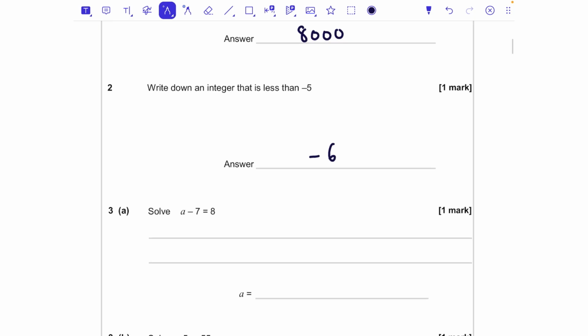Question number 3a, a take away 7 equals 8. Now when we solve an equation, we just want to know what a is. And in order to get what a is, I need to get rid of that -7. The opposite of taking away 7 is to add 7. So we're doing the inverse operation, and on this side we would get 15. If I've got a number, I've taken away 7 to get 8. To get back to that original number, I'm going to add 7, and that is 15.